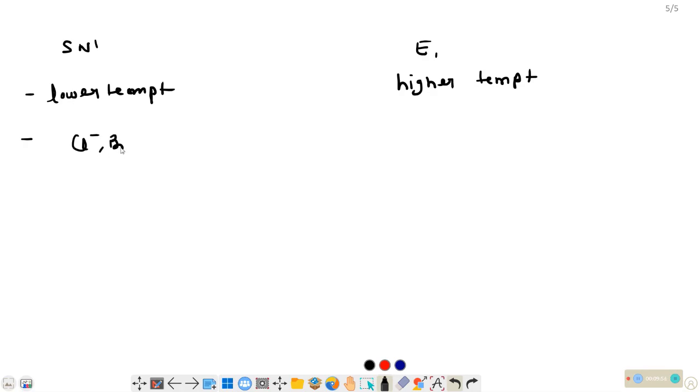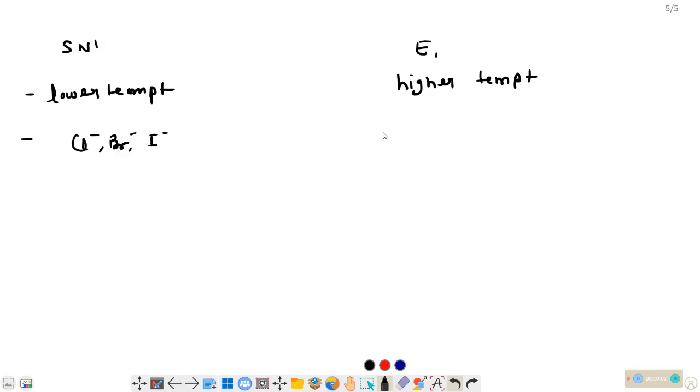So now we will see how to differentiate between SN1 and E1 reaction. It is a very important part. At lower temperature, it favors the SN1 reaction. But at higher temperature, it will favor the E1 reaction. Another point: if nucleophiles are like chlorine, bromine and iodine, then it tends to dominate SN1 reaction.